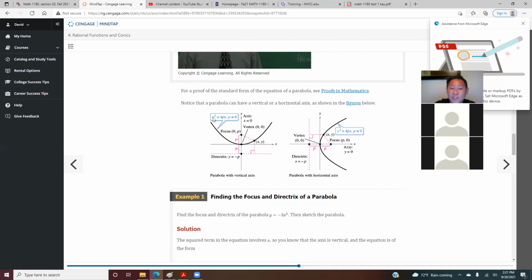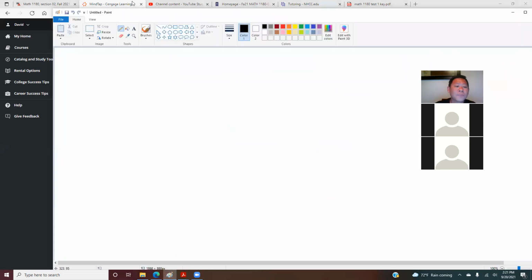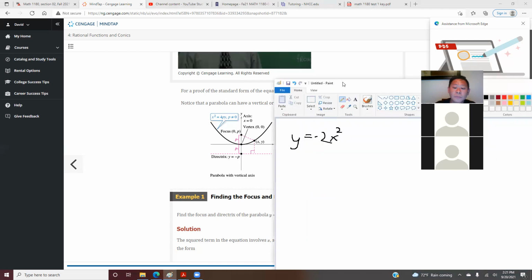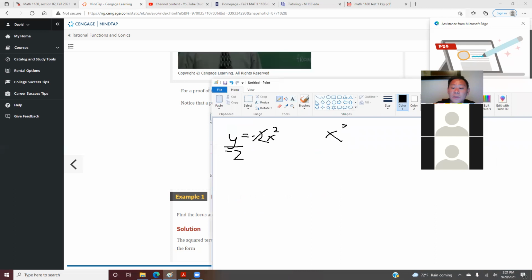So the x squared is by itself. What we do here is we try to get x squared by itself. Does anyone know how to get x squared by itself here? Divide by negative 2, right? So this is x squared equals negative 1 over 2 y. I just write it this way because you can see it.